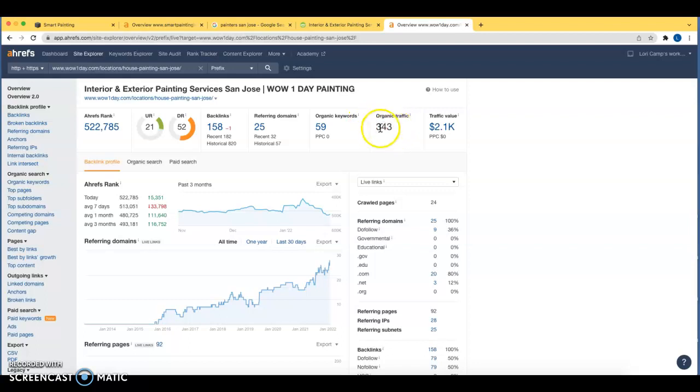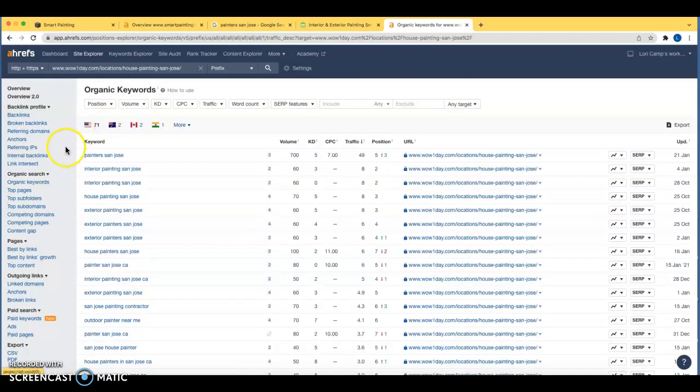We can also see that they are getting 343 people per month. Looking at organic keywords, Painters San Jose, first one there, 700 searches per month. Interior Painting San Jose, another 60. House Painting San Jose, 70. So there's a lot of opportunity there for you guys. House Painters San Jose, another 100. And none of these are that extreme of difficulty when it comes to actually getting ranked competition-wise. So a lot of opportunity there for your business.